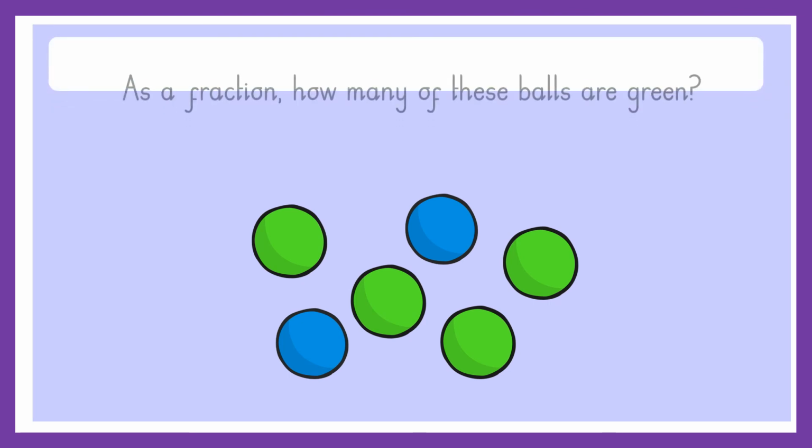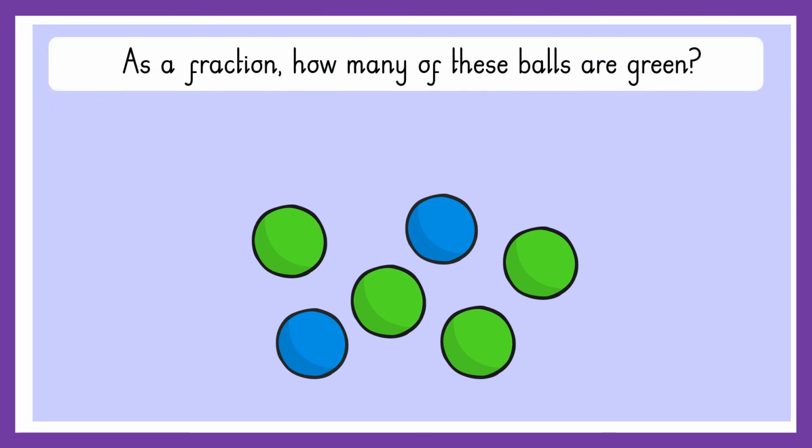Now it's your turn. As a fraction, how many of these balls are green? Pause the video and work it out. Okay, so to work out how many balls are green, let's count them first of all. There are 1, 2, 3, 4 green balls. So our numerator is going to be 4.